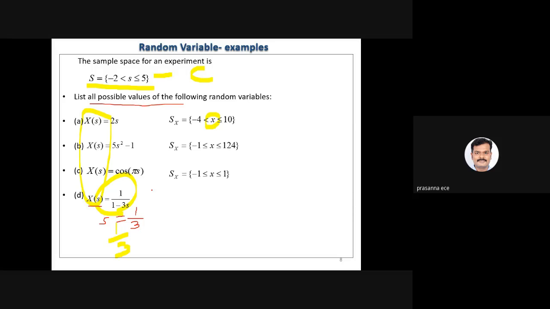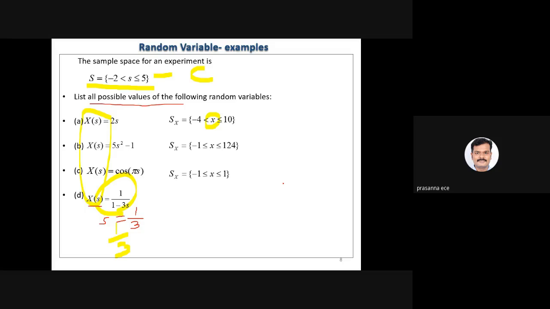Okay. So what we do is, we start from -2 and we reach up to 1 by 3. So from -2 to 1 by 3, when it is -2, it takes a positive value of 1 by 7, right? So at 1 by 3, it takes a value of plus infinity, right?